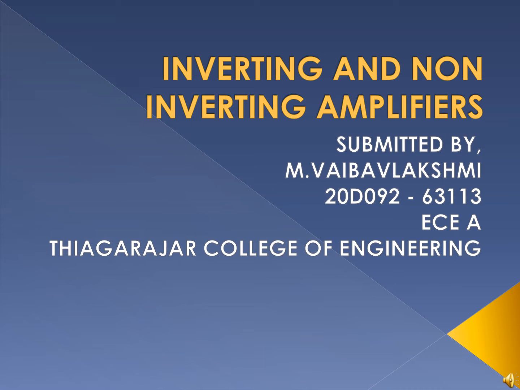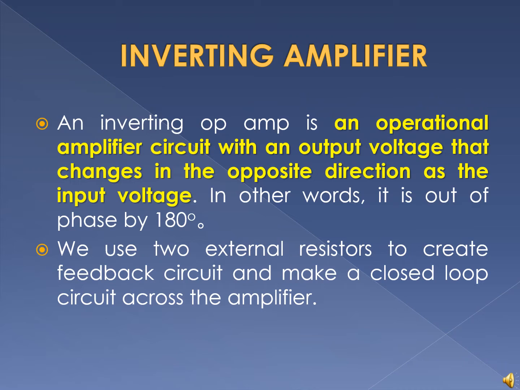I am going to give a quick recap about an amplifier before moving on. An amplifier is an electronic device that amplifies a signal, that is, it has a power gain greater than 1. A basic classification of amplifier is inverting and non-inverting amplifier. In an inverting amplifier, the output voltage is 180 degrees out of phase, that is, opposite in direction to the input.